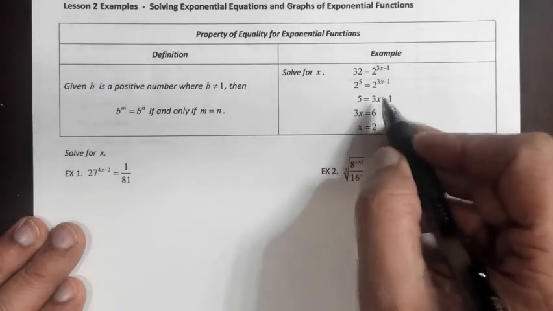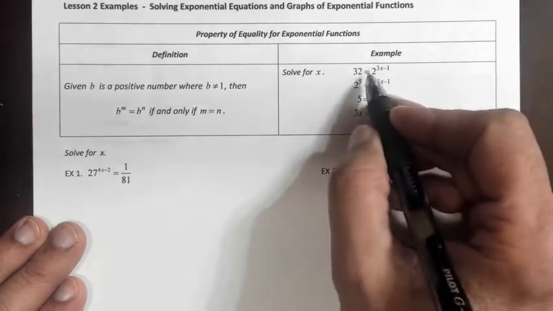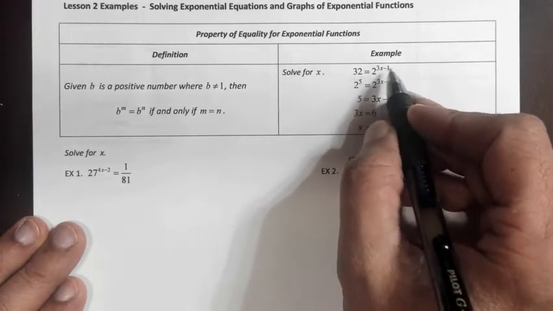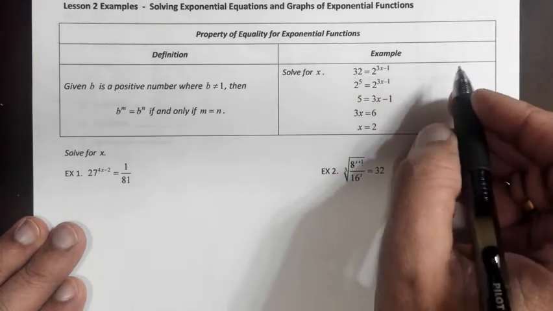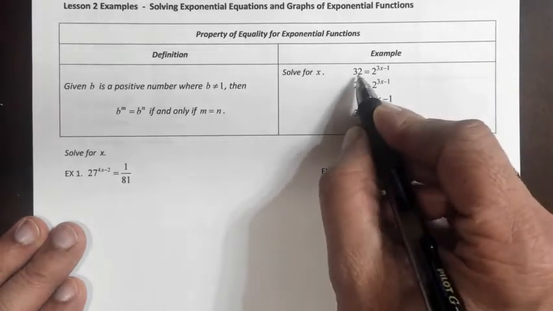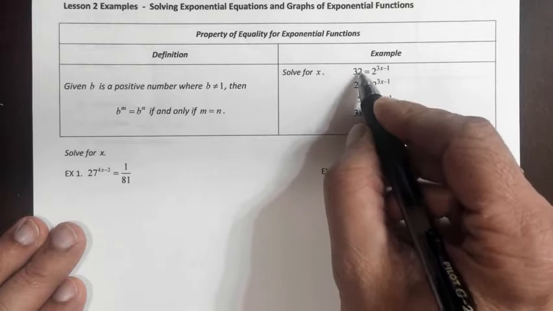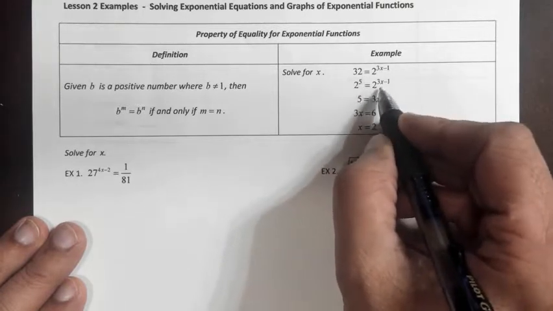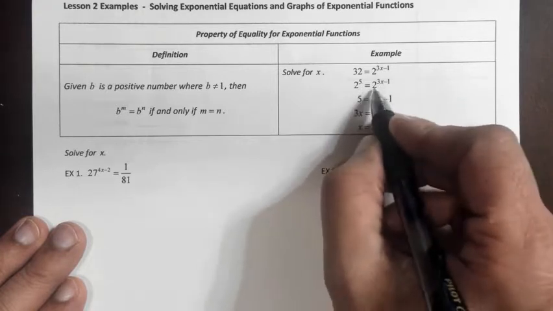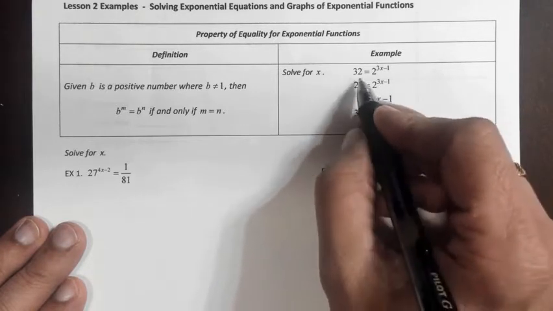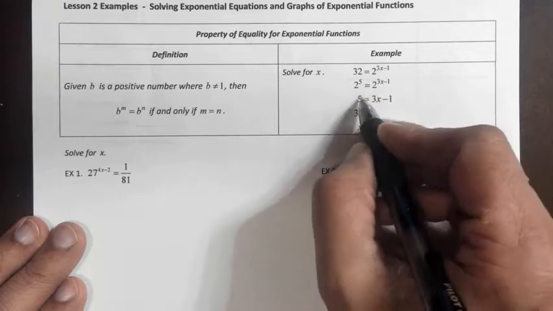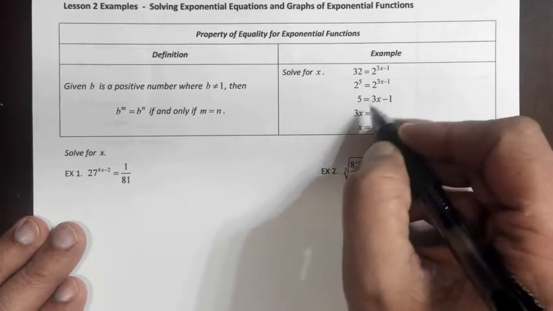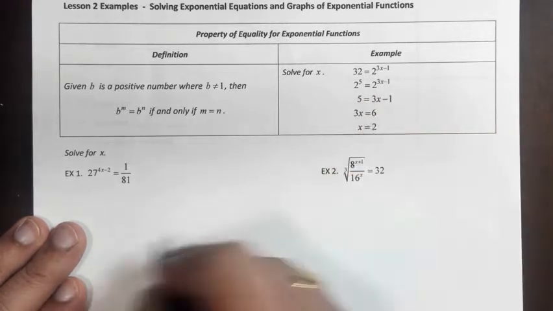Here's a solved example right here. 32 is equal to 2 to the power of 3x minus 1. 32 is a multiple of 2, so 32 is rewritten as 2 to the power of 5, which is equal to 2 to the power of 3x minus 1. Since the bases are the same, 5 is made equal to 3x minus 1. Then solve for x. It is a simple equation and we can solve for x.